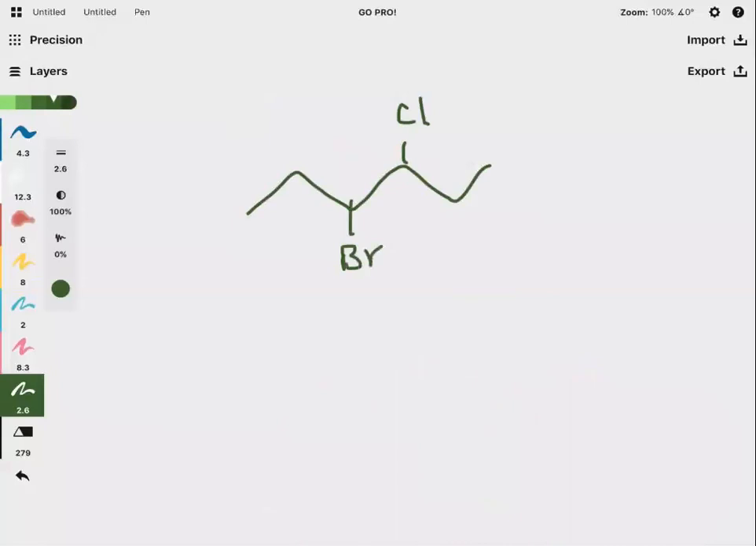So what's the longest chain here? So the longest chain obviously is that linear chain in the middle right here. 1, 2, 3, 4, 5, 6. So that's a 6 carbon chain, so you know it's going to be a hexane.